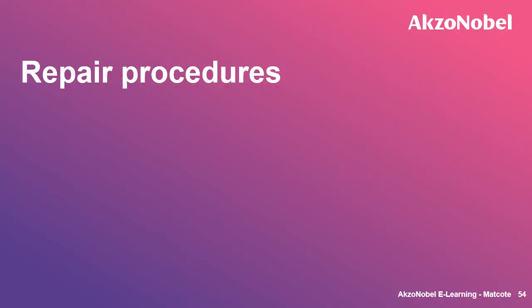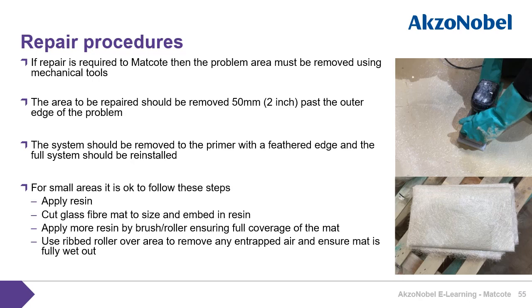Now we'll move on to look at repair procedures. If repair is required to the Matcote system, then the problem area must be removed using mechanical tools. Grinding or sanding are suitable methods. The area to be repaired should be removed 50 mm or 2 inch past the outer edge of the problem. The system should be removed back to the primer with a feathered edge, and the full system should be reinstalled.